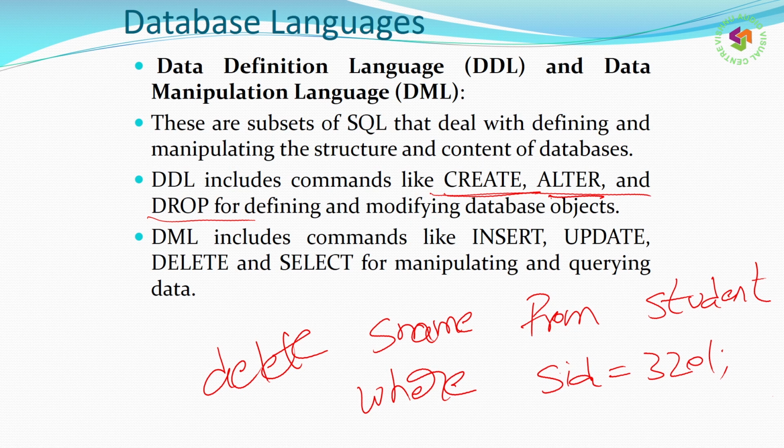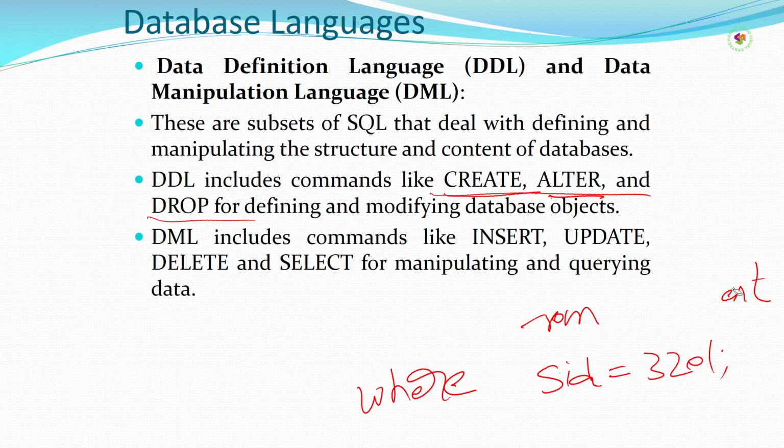Delete sname from table name where SID equal to 3201. Okay, delete column name, whichever value you want to delete, you can give here. Delete sname from student, from table name, where SID equal to 3201. In that 3201, the sname value can be removed, that can be deleted. So using this command, delete sname from student where SID equal to 3201. So that is the delete command.